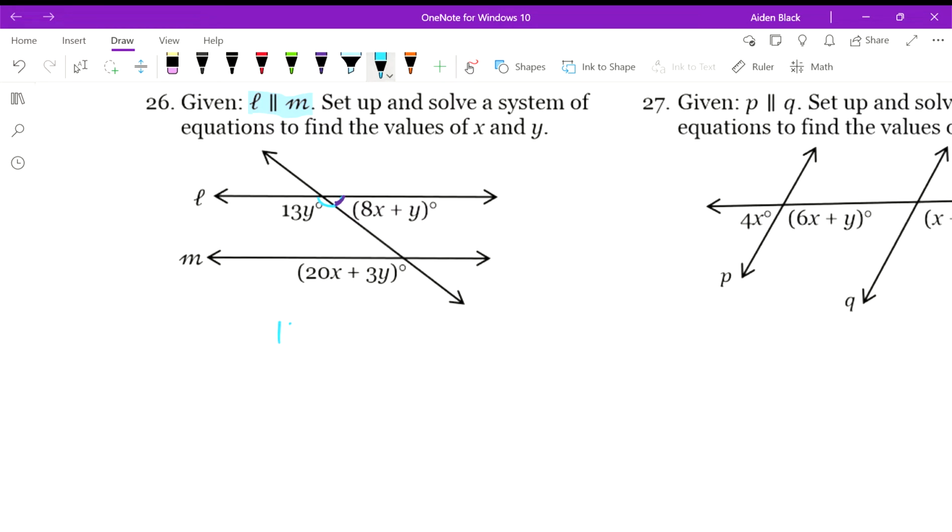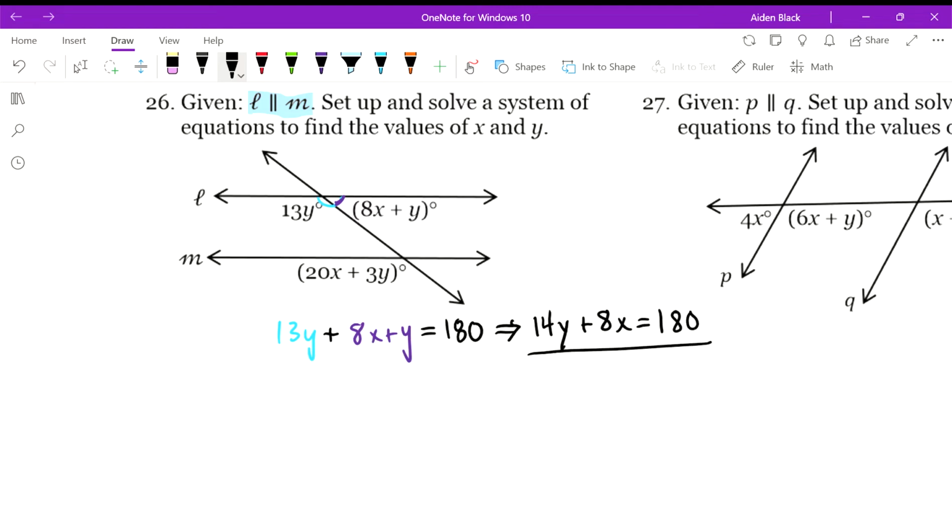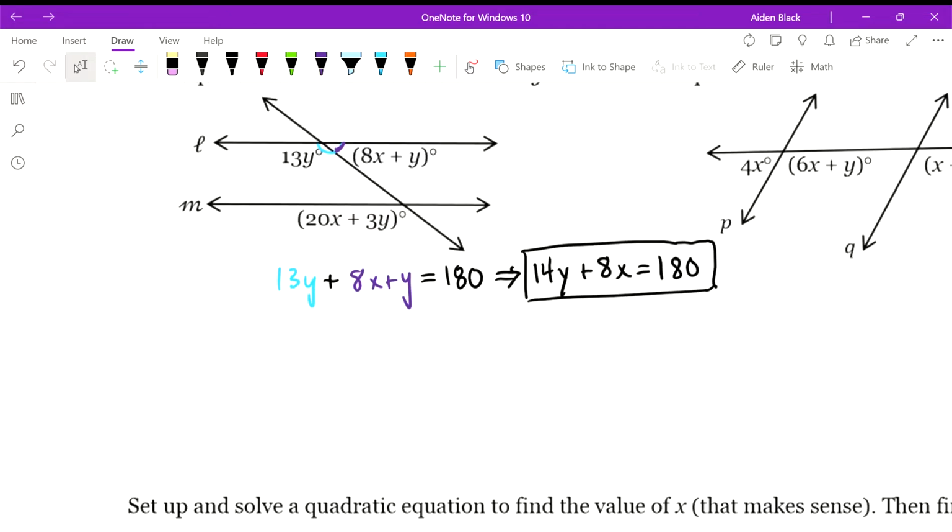So we know that 13y plus 8x plus y equals 180. And then I'd want to simplify this just by combining like terms. And this is what I end up with. Here's one of my equations. It's not in slope-intercept form, but that's fine, at least for now.